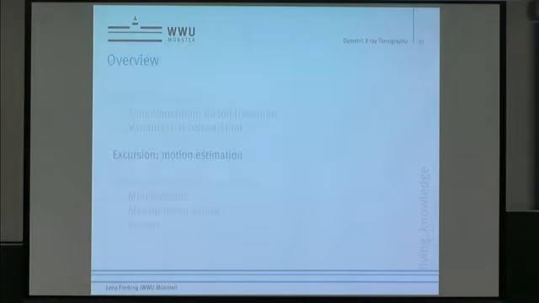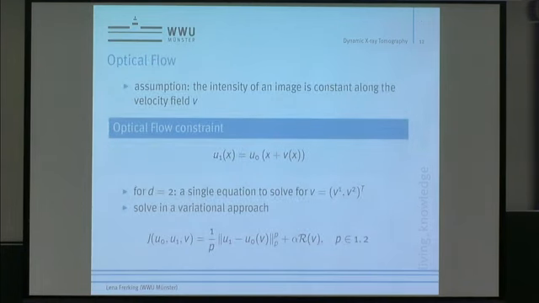Therefore, I will now shortly talk about this topic of estimating motion. The most popular approach in this field is the optical flow approach, and optical flow is based on the assumption that the intensity of an image is constant along the velocity field v. And this assumption can be written with this equation right here. So we have two consecutive time steps, u0 and u1, and if we start with the intensity u in pixel x and then just follow the velocity field, then we end up with the same brightness in the next time step.